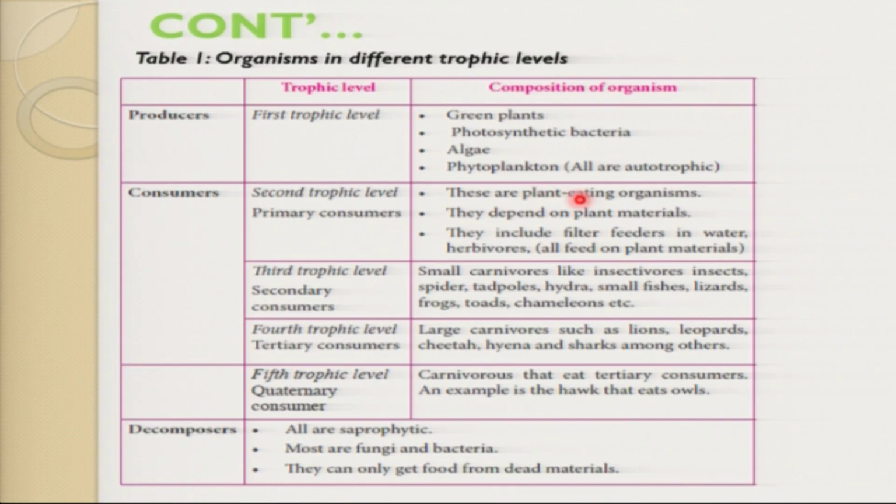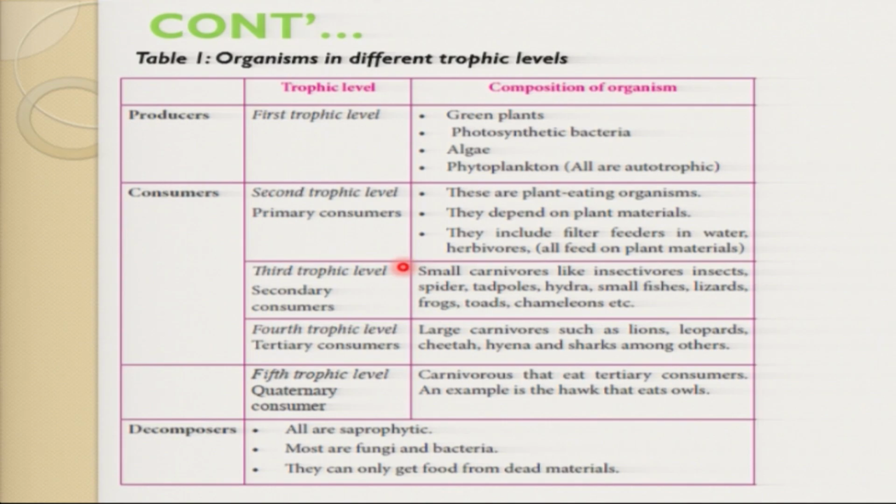These are plant-eating organisms. They depend on plant materials. They include filter feeders in water, herbivores, and all feeders on plant materials. We have the third trophic level, which includes secondary consumers. We have small carnivores, like insectivores, insects, spiders, tadpoles, hydra, small fish, lizards, frogs, toads, chameleons. All these occupy the secondary consumers.